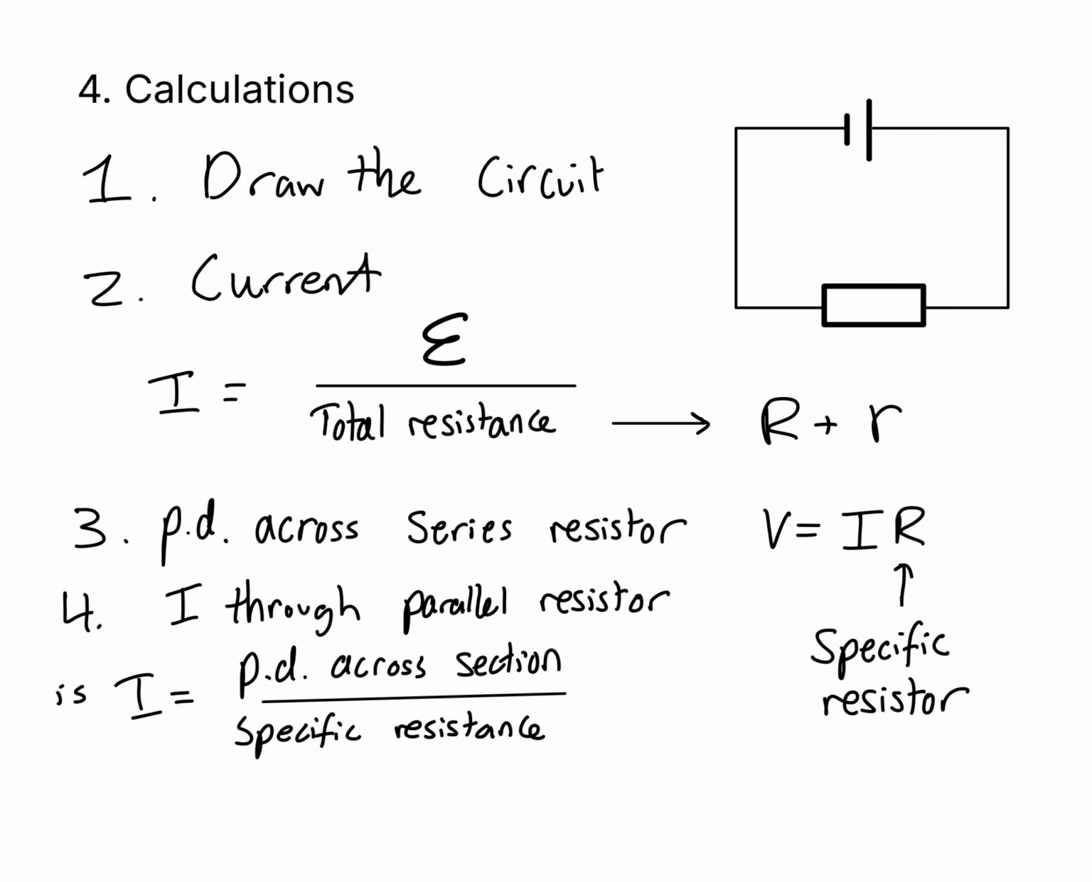3. Once you have the current, you can get the potential difference across any series resistor from V equals IR. And 4. For anything in parallel, find the potential difference across that parallel section, then divide by the individual resistance to get the current down that branch. Draw it, total resistance, current, then work outwards. Follow those 4 steps and even the nastiest circuit falls apart.